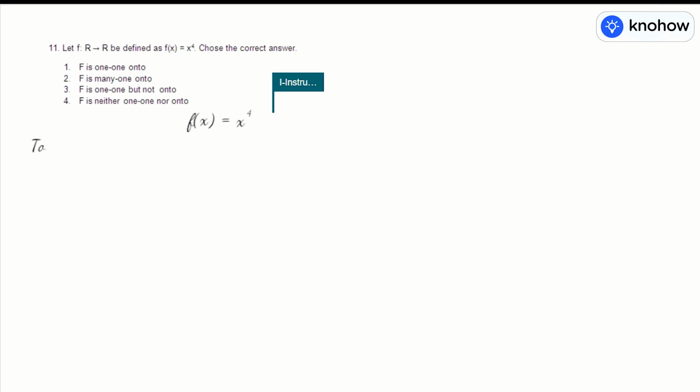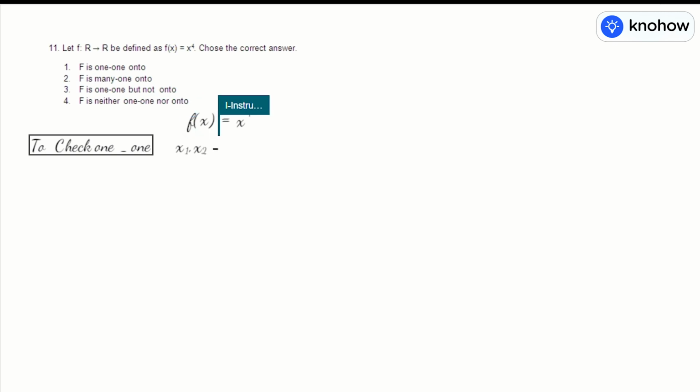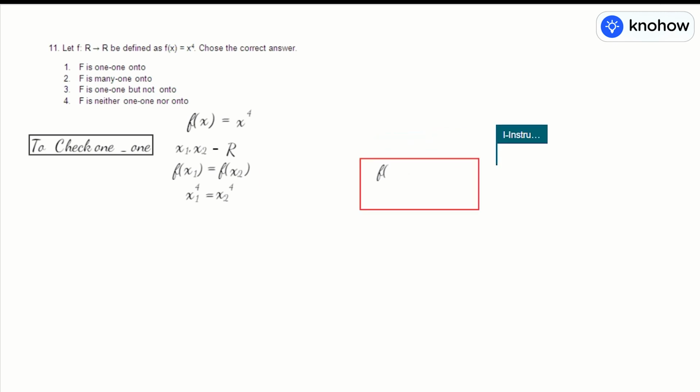Now to check one-one. Let x1 and x2 be any two real numbers such that f(x1) equal to f(x2). That is x1 to the power 4 equal to x2 to the power 4. So can you find two different numbers whose fourth powers are the same? It is as good as saying for x square. For example, if you find f(1), what is f(1)? 1 to the power 4, that is 1.